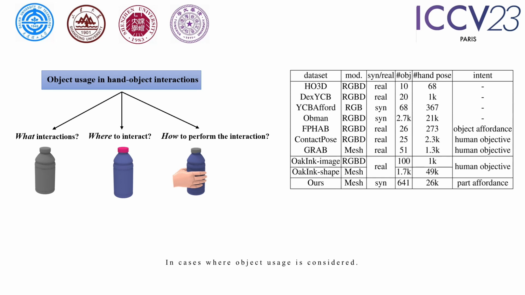In cases where object usage is considered, it's often categorized into two types in the relevant works. One is human objectives, such as use and handout, but they are general goals and take the objects as just geometric shapes rather than functional objects. The other is object-centric affordances, but they have limited generalization ability.